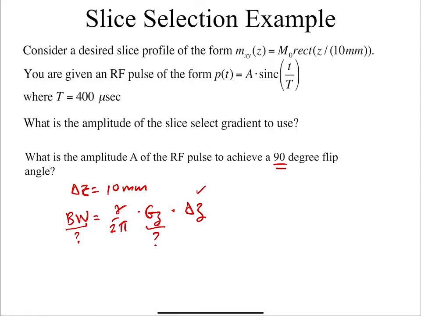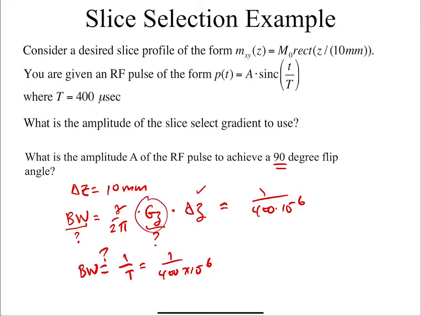Bandwidth, right? So what do we know about the bandwidth? What is the bandwidth here? 1 over T, yeah? Okay, so it's just 1 over 400 times 10 to the minus 6. All right, so we can plug that in. So we have 1 over 400 times 10 to the minus 6, and then we just solve for G sub z. All right, so that's how that design problem would work.